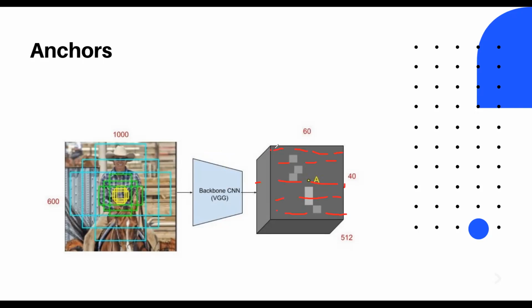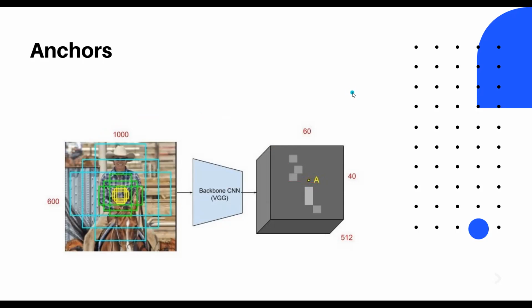Of course, the sliding is going to happen one pixel at a time. If I'm sliding only on this part, it is being mapped to this region of the image. If I'm working on this small part in the feature map, it's the same thing as working on this part of the image. So this is the algorithm of region proposals.